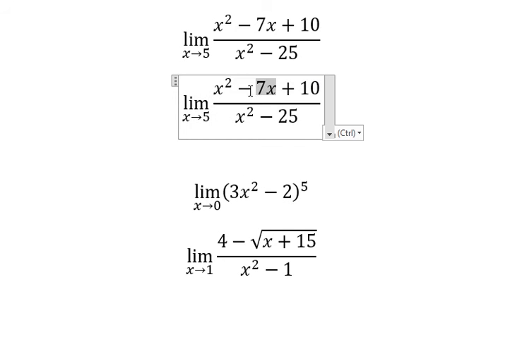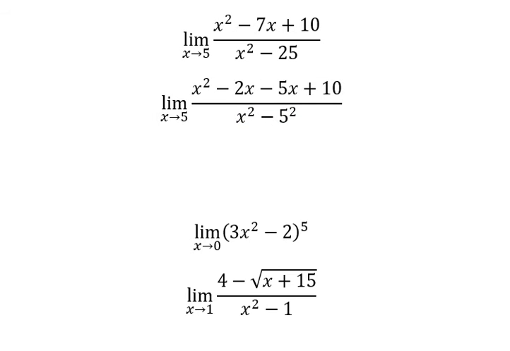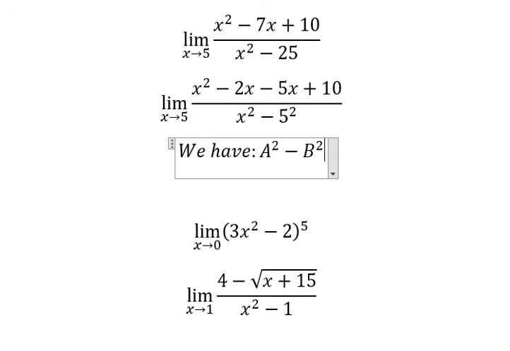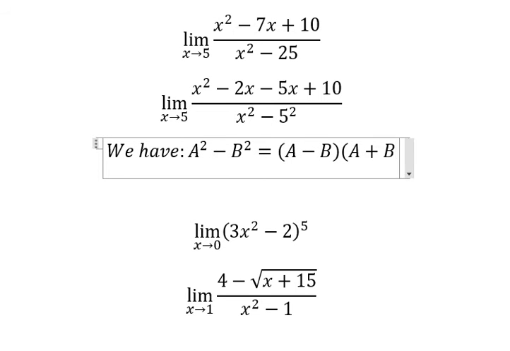We need to do factorization in here. For the 7x, I will split it into negative 2x and negative 5x. Number 25, that's 5 squared. So we have the formula in here: a squared minus b squared equals a minus b multiplied by a plus b.